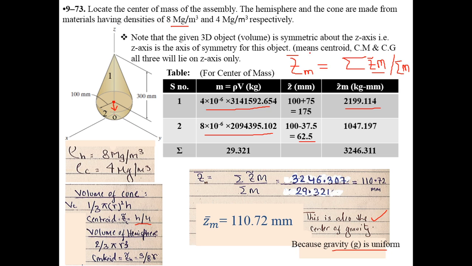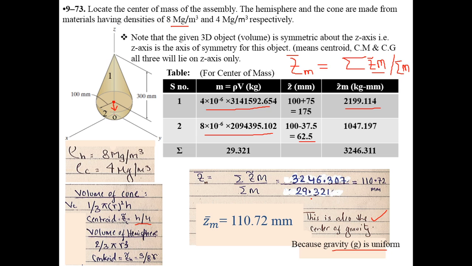So that is why you have noticed that I was not bothered to calculate x bar m or y bar m, because there won't be any x bar m or y bar m in this problem, because this object, this volume is totally symmetric about the z axis, and so the only value that we shall be concerned about is z bar m.